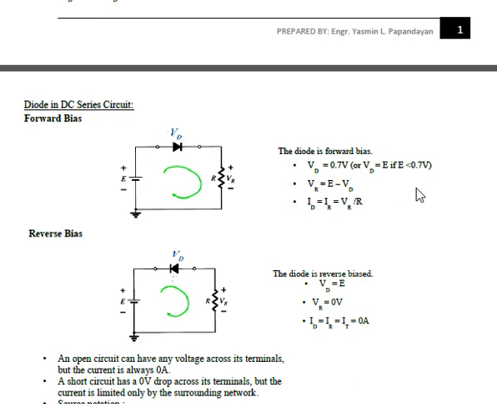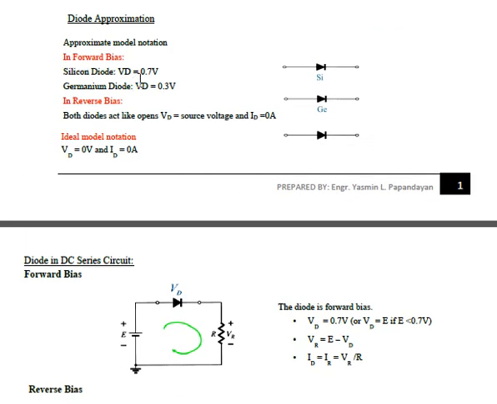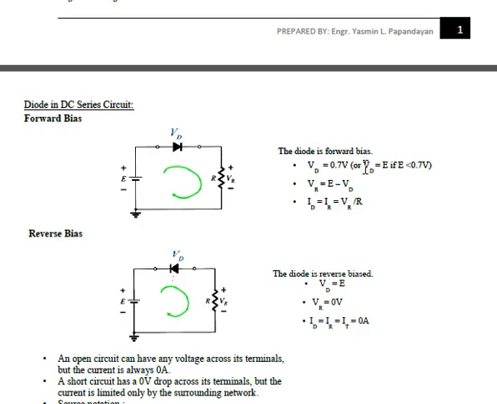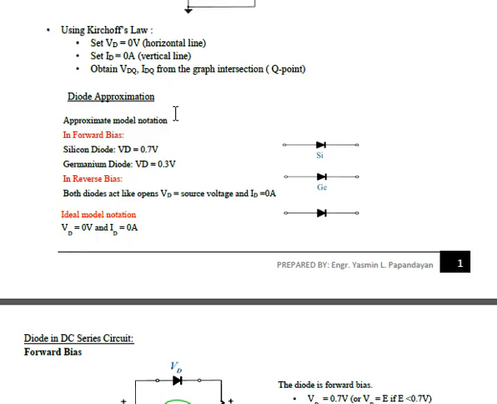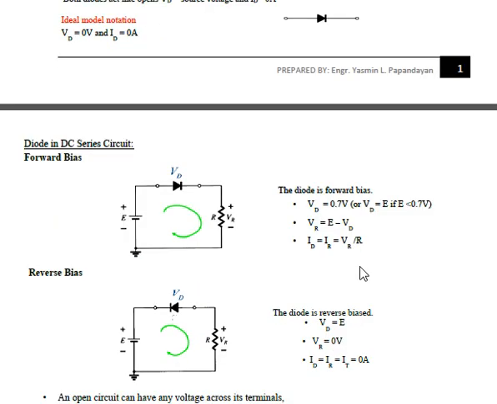Okay, then, but we know that since VD, we are using the approximation, VD is equal to 0.7 volt, or in germanium, that is approximately less than 0.7 volt, as we have just assumed here, this is 0.3. Then substitute the values, we will find the ID, on IR.